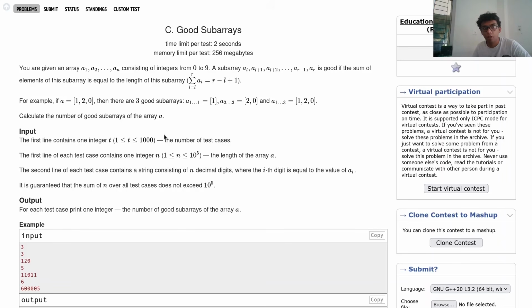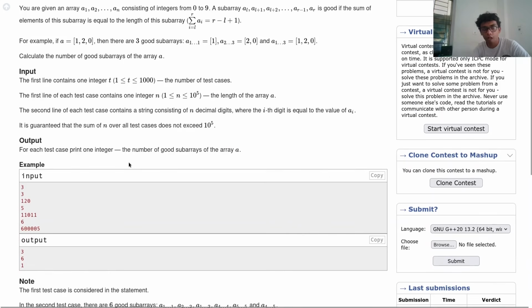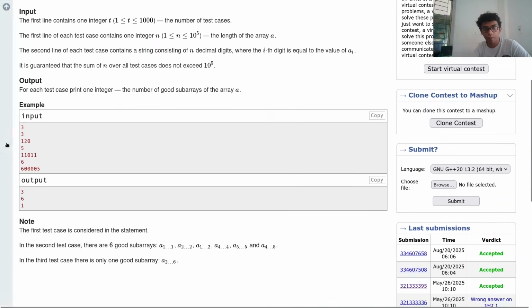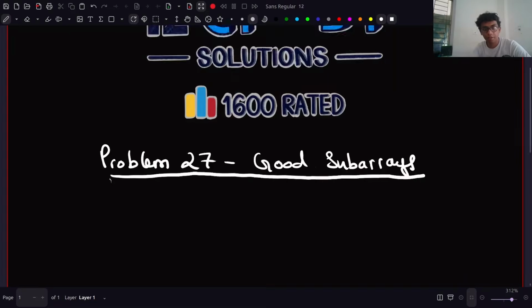For example, if A is equal to 1, 2, 0, then there can be three good subarrays, which is 1, 1, because here the length is 1 and the sum is 1. The other one is this 2, 3, because here the length is 2 and the sum is 2. And also the whole array, here the length is 3 and the sum is 3 as well. So now we need to calculate the number of good subarrays of the array A. And we're given n and some values of A of I and some example test cases.